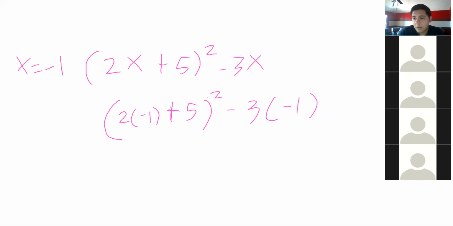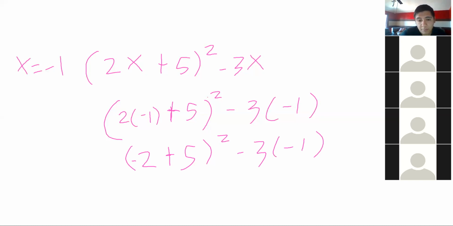2 times -1. So, start in parentheses. Inside the parentheses, remember that our order of operations starts again, right? So we first have to do the multiplication. 2 times -1 would give us what? -2. Okay. What's next?